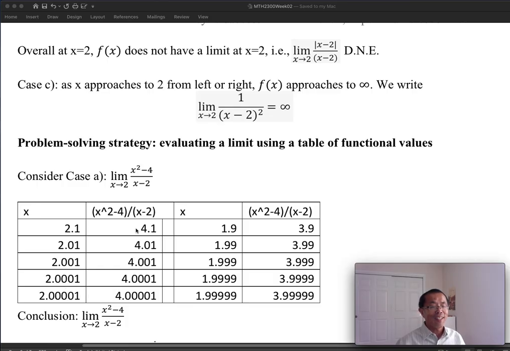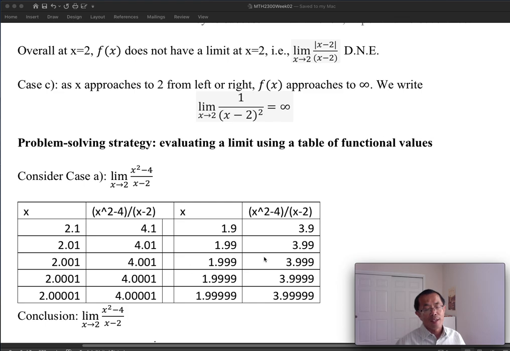Then for this function as x approaches 2, the calculation shows 4.1, 4.01, 4.001, and certainly there will be more zeros if you add more zeros to the x values. So it's fair to say, as x approaches 2 from the right, the function value is approaching 4.